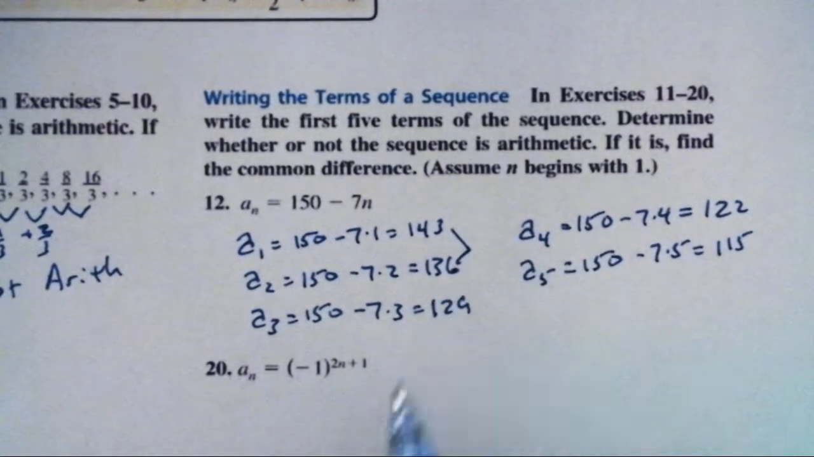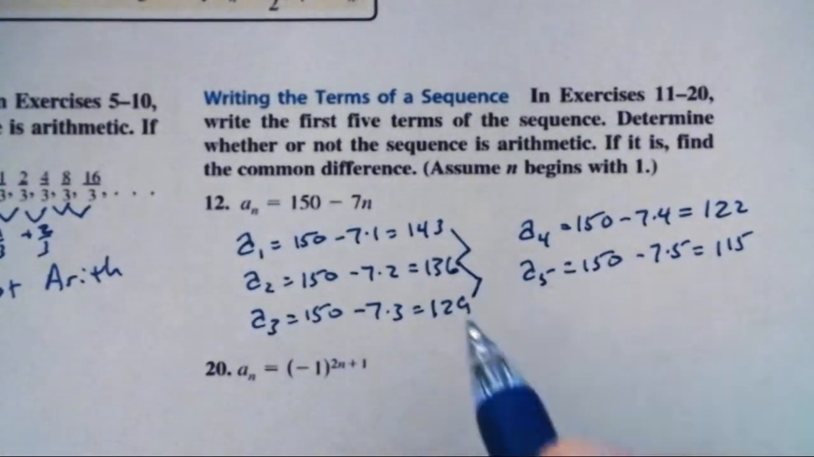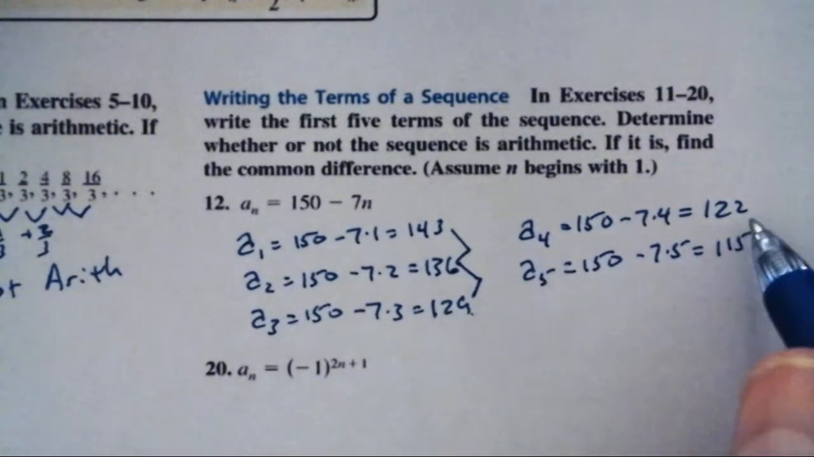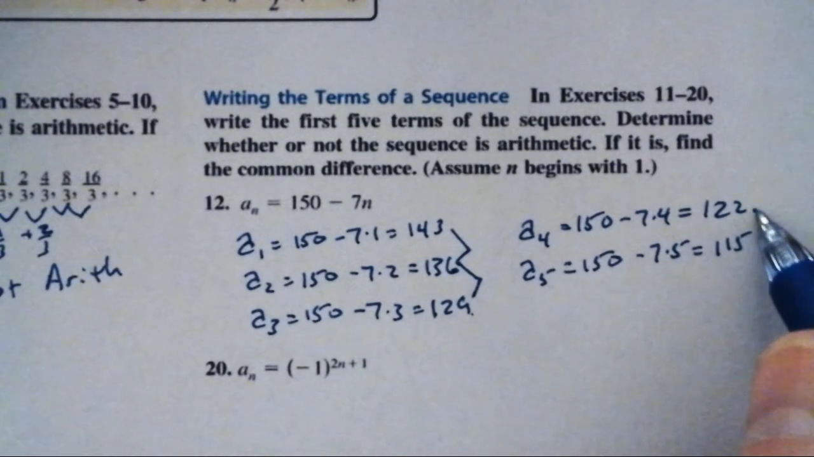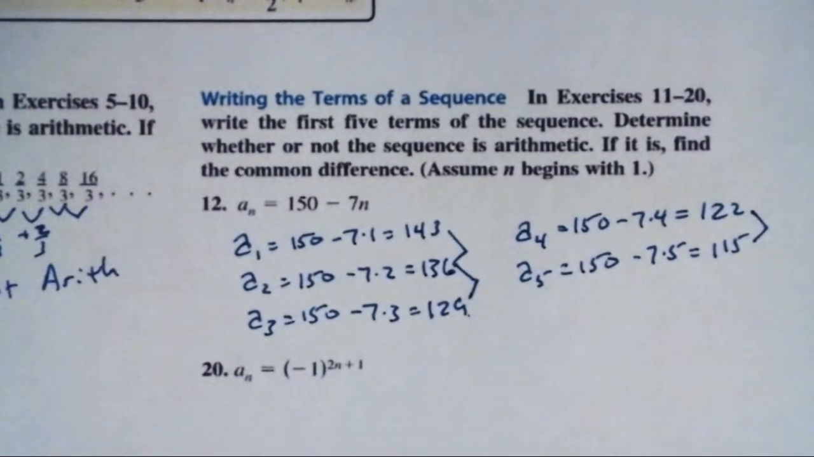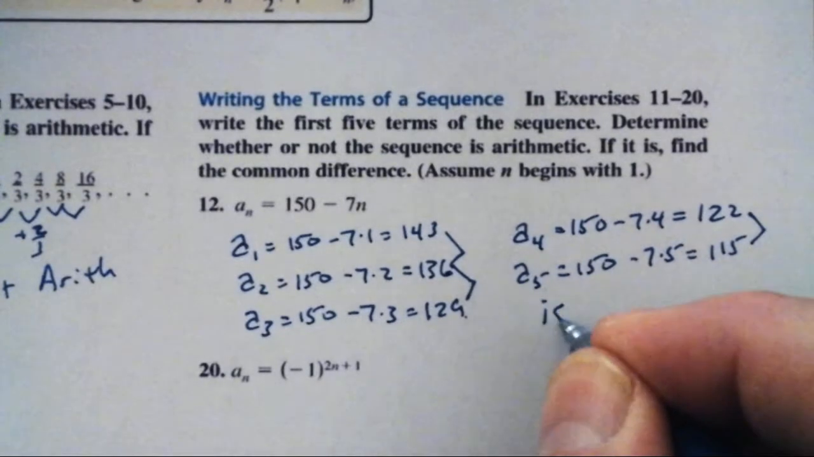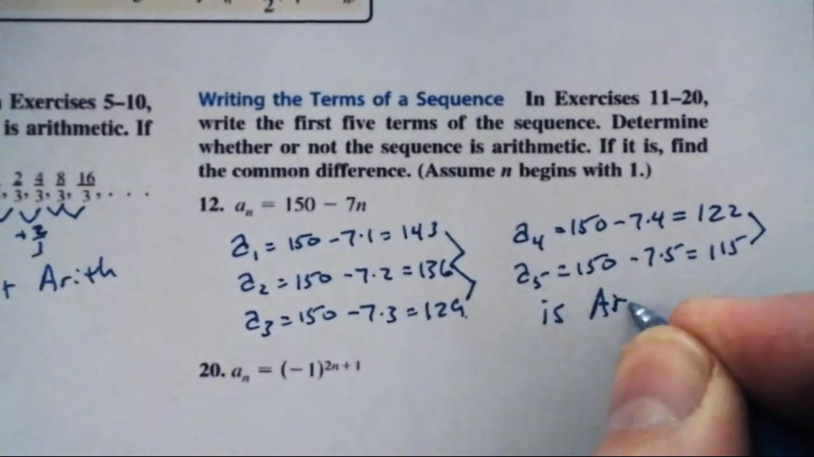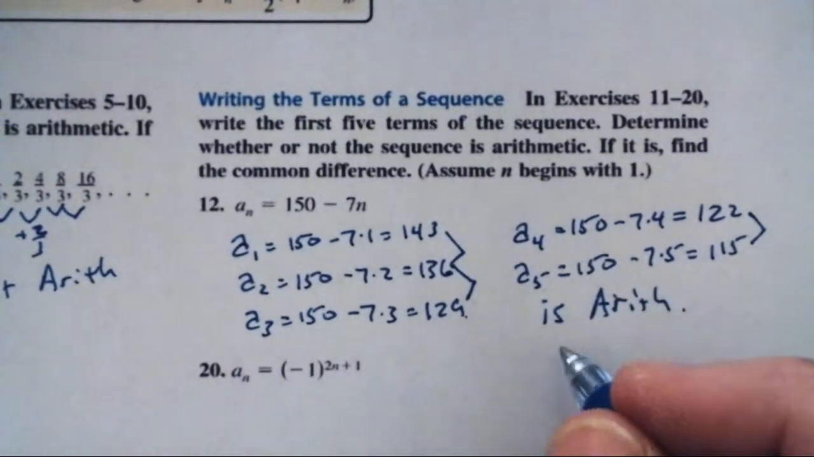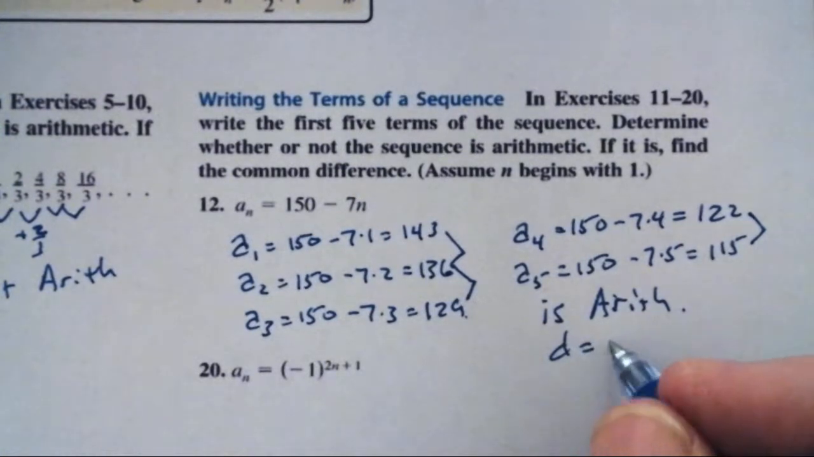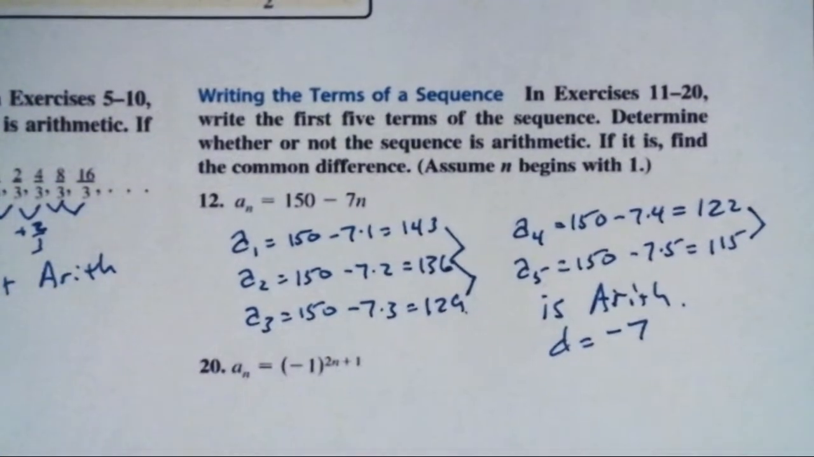Note, we go down 7. From 136 to 129, we go down 7. From 129 to 122, we go down 7. From 122 to 115, we go down 7. It is arithmetic, and the common difference is negative 7.